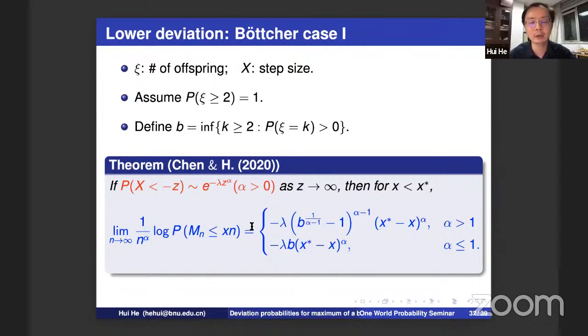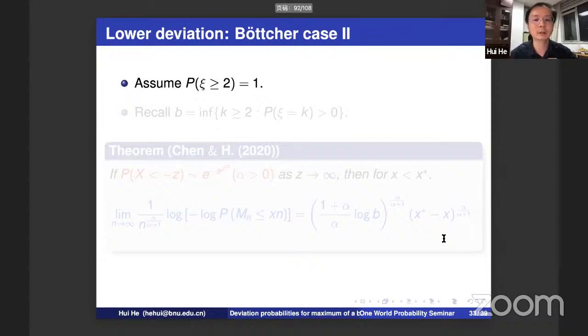And on the right-hand side, you get the limit. However, there is also a phase transition phenomenon according to alpha. If alpha is larger than 1, this means that the left tail of the step size decays super-exponentially, and you get this form. And if alpha is less than 1, this means the left tail decays sub-exponentially, and you get this limit. But also notice that as a function of alpha, this is a continuous function. You get a different limit according to the value of alpha. And this is the first case in the Böttcher case.